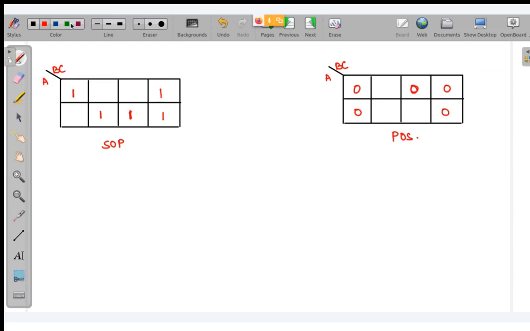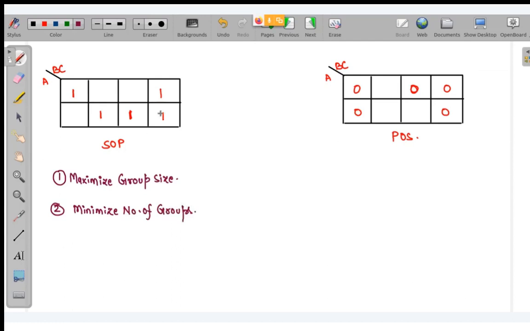So look, if I make groups, okay, group of one, so I can make one group like this. See, your first aim should be to maximize the group size. Second should be to minimize the number of groups. Okay. Minimize number of groups.